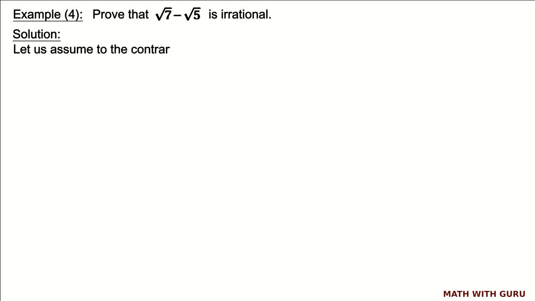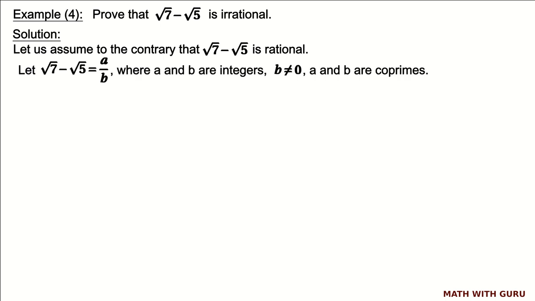Example 4. Prove that root 7 minus root 5 is irrational. The proof is very similar to that of the previous one. Let us go through the steps quickly. Let us assume to the contrary that root 7 minus root 5 is rational. Let root 7 minus root 5 equals a over b. Bring b to the left hand side. Open the brackets. Root 7b minus root 5b equals a.